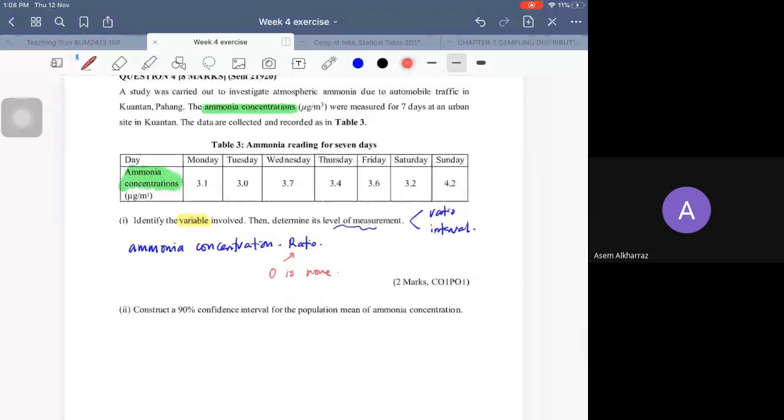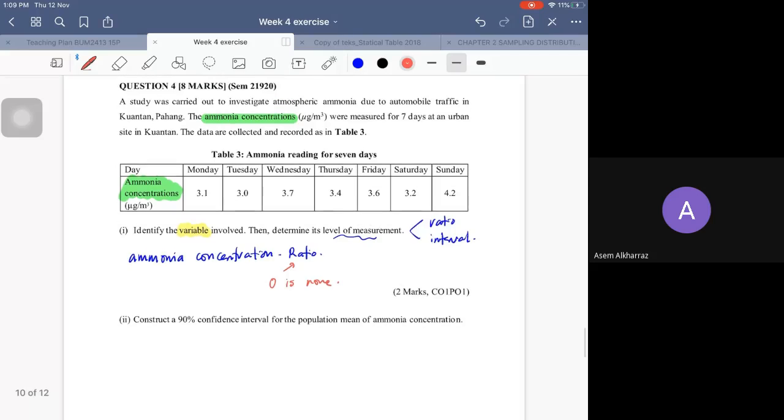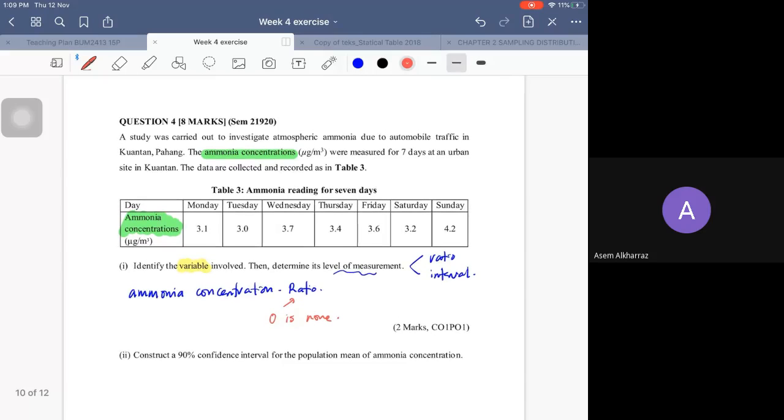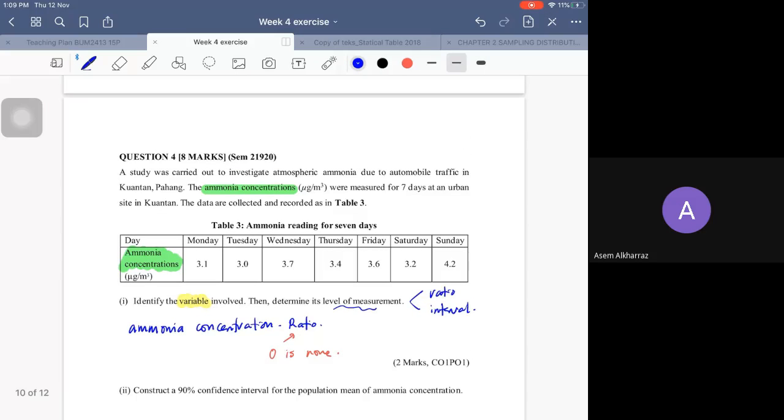The second question says construct a 90% confidence interval for the population mean of ammonia concentration. Before we start, you have to identify what formula you are going to use. Remember the first question I told you: is sigma given? Is there any statement that gives you the value of sigma? No, nothing here states the value of sigma. Therefore, formula number 1 is ruled out. Number two, we look at the sample size. What is my n value for this case? What is my sample size?